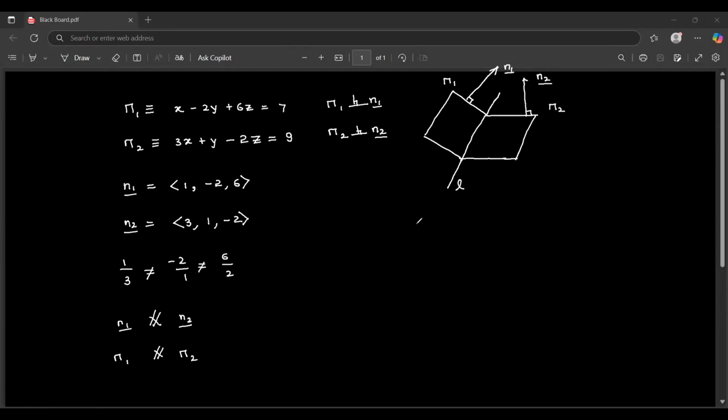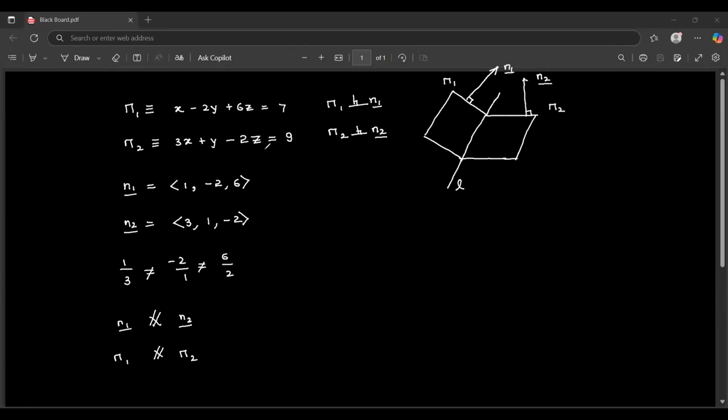You can substitute a value. You can let x equal 0, or y equal 0, or z equal 0, and reduce the system of equations into two simultaneous equations in two variables. Then you will find the values of the other two variables, and you can find the common point. They don't have to give you a point on the two planes. So let me do this question so that you can understand.